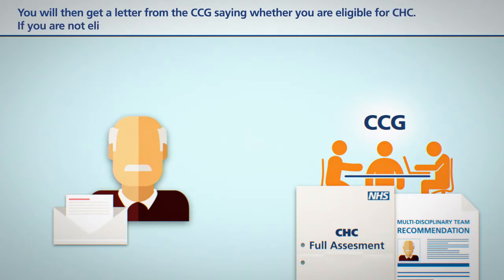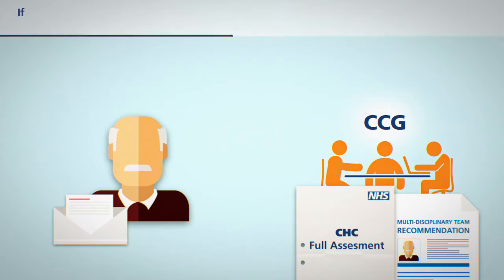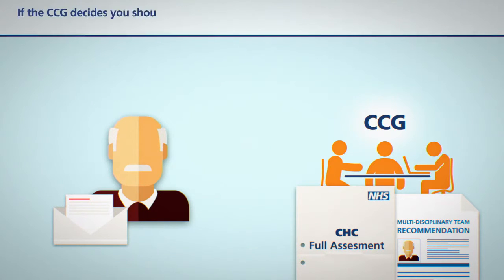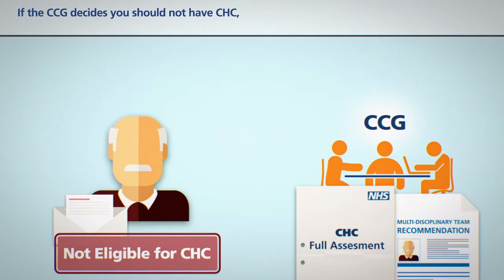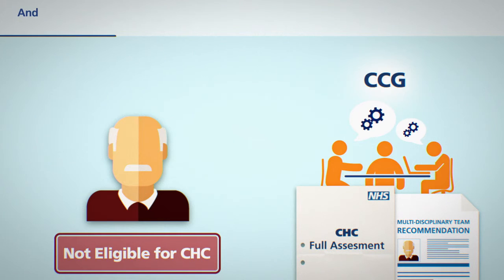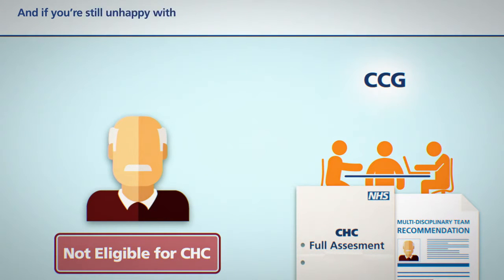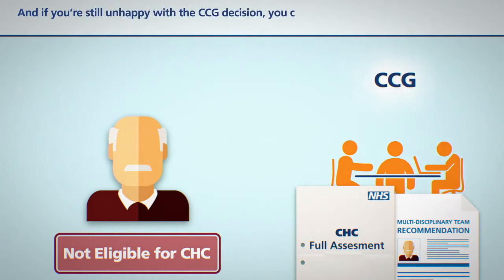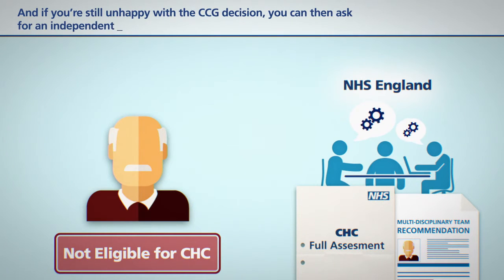If you are not eligible, the CCG should explain why. If the CCG decides you should not have CHC, you can ask them to think again about their decision. And if you're still unhappy with the CCG decision, you can then ask for an independent review from NHS England.